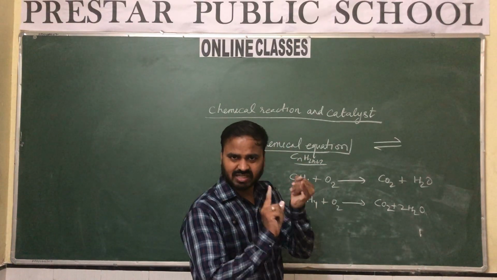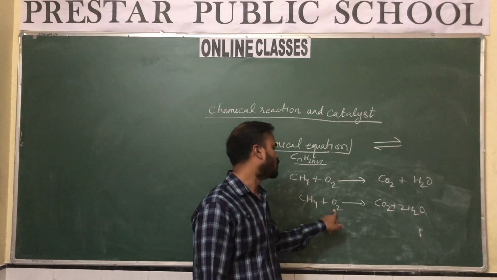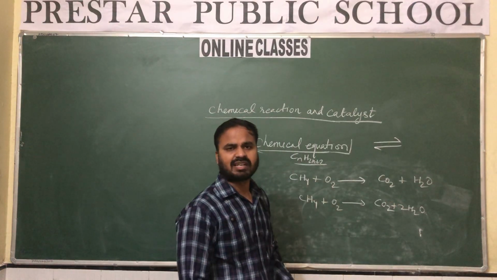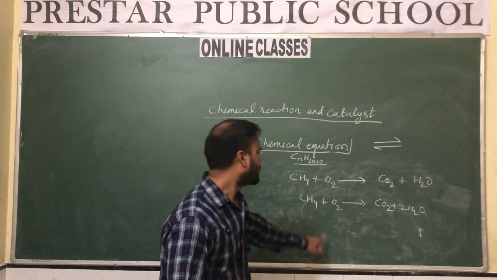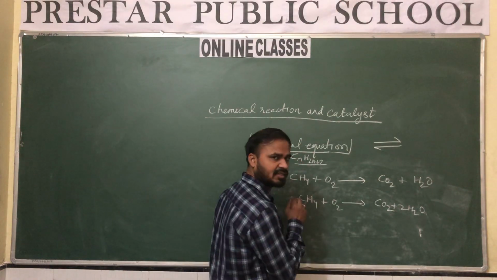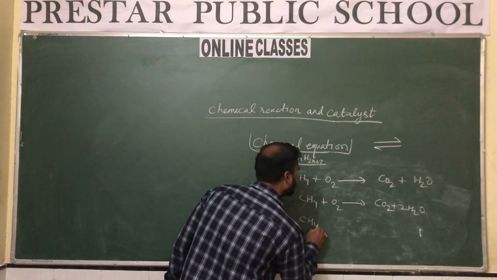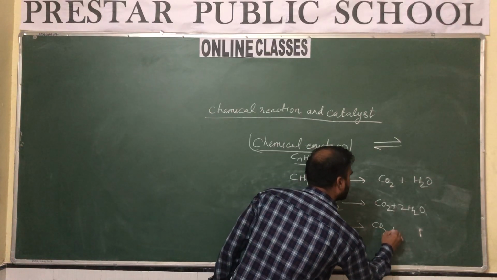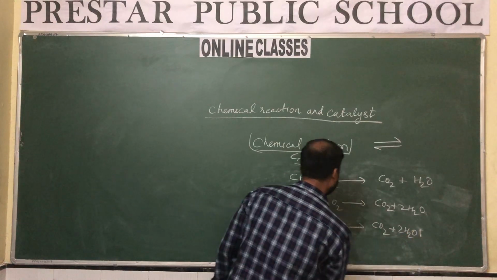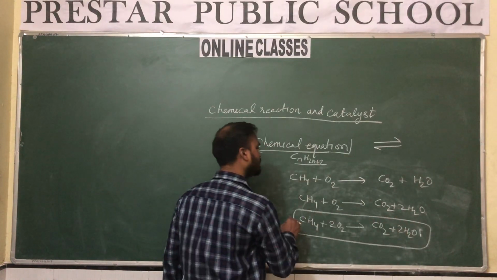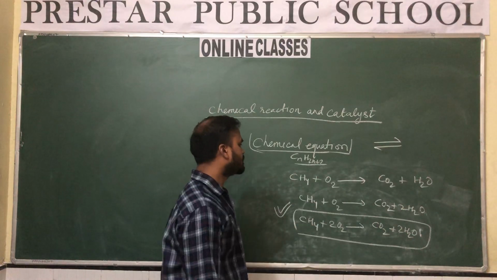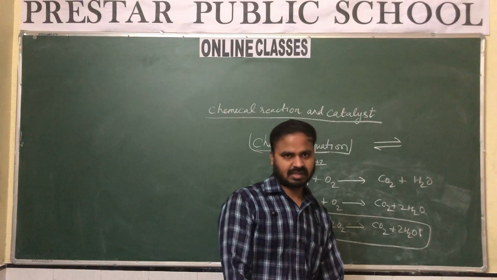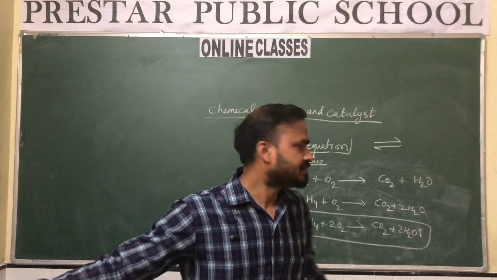Now the rest is oxygen. Just see here O2, here 2 plus 2 becomes 4. So at last I have to balance oxygen now. Here we need 2, so just balance it. This is the balanced equation. Clear? Clear now, beta? Let us take the next example.